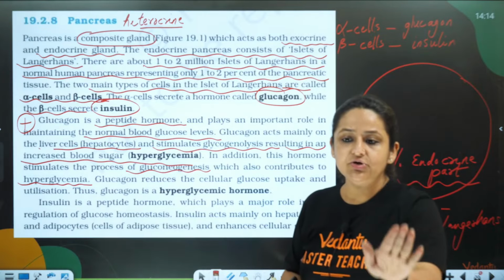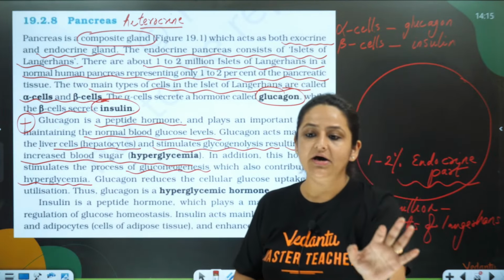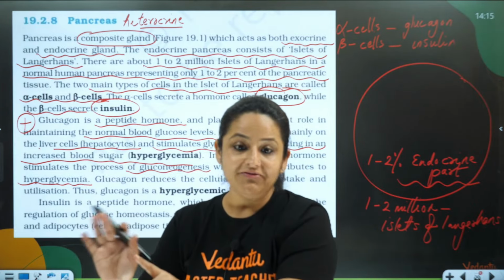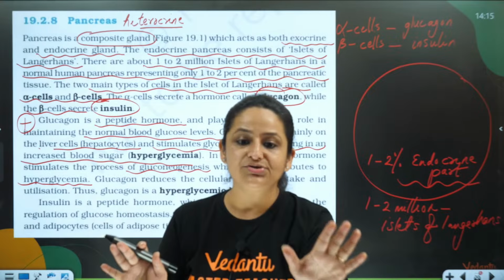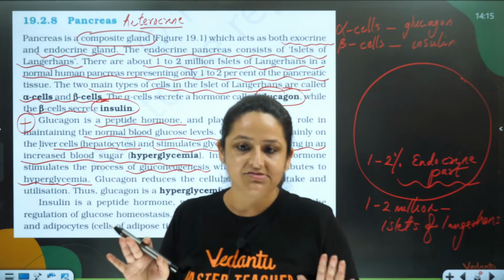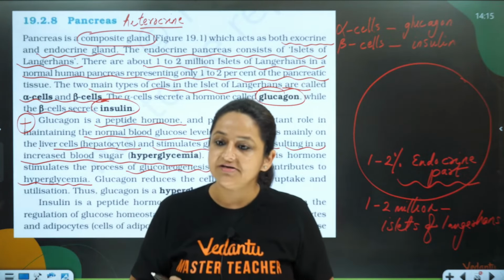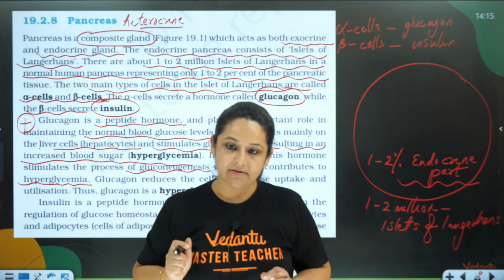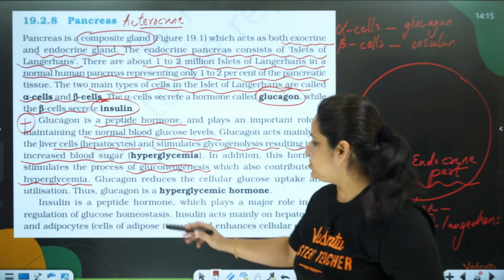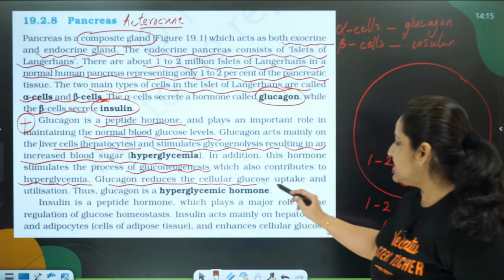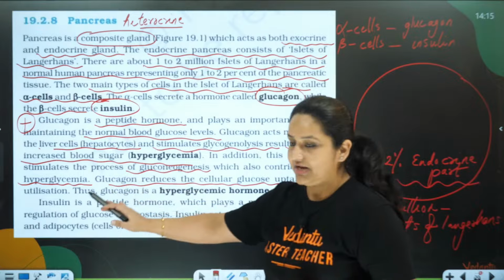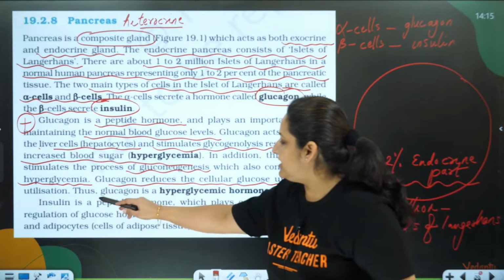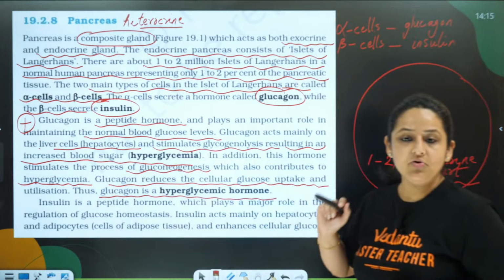Also, it is going to stop the cellular uptake of glucose. It is going to tell the cells, no, I will not give you glucose. Why? Because the amount of glucose that should be present inside the blood is very less. So I will not give you any glucose. Clear? So glucagon reduces the cellular glucose uptake and utilization. Thus, we can say that glucagon is a hyperglycemic hormone.